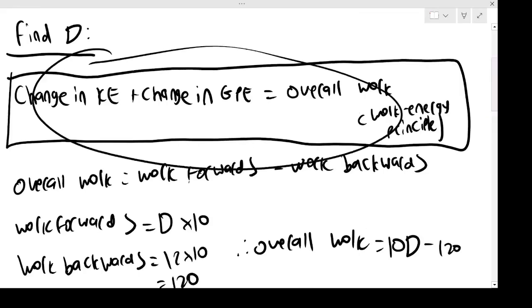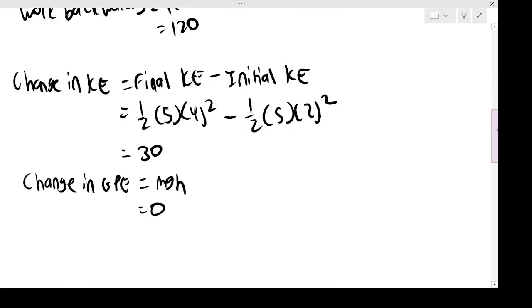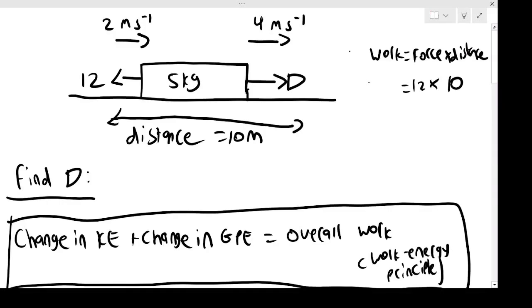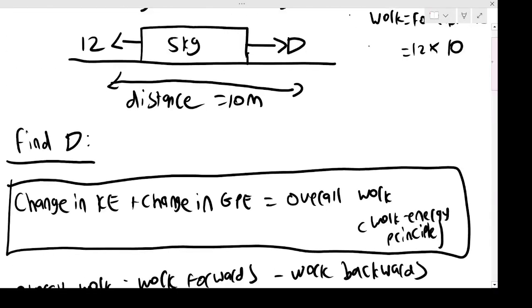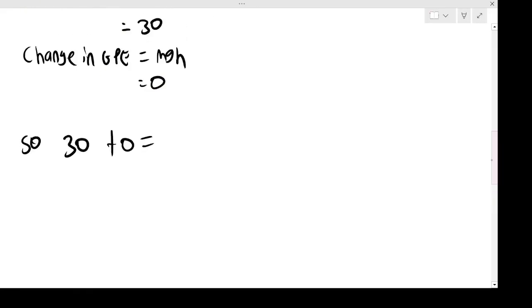If we sub it into the work energy principle, we can sub everything we know. Firstly, the change in kinetic energy is 30. Then we add on the GPE, which is 0, as there's no change there, as we worked out. The change in kinetic energy plus change in GPE has to equal the overall work, which we just went over. It's this expression here, 10D minus 120.